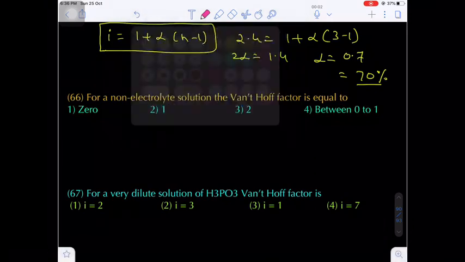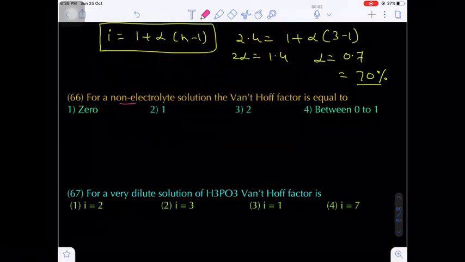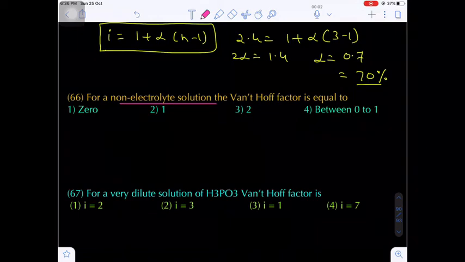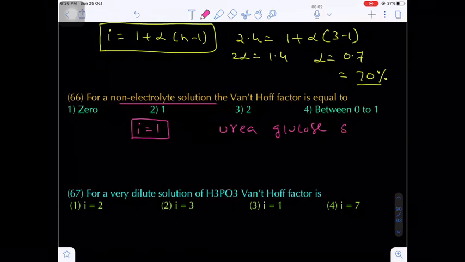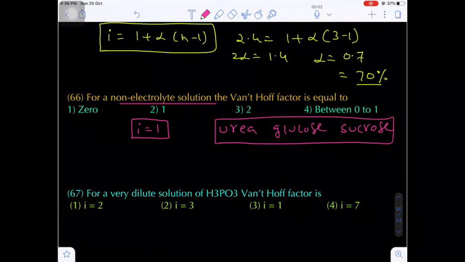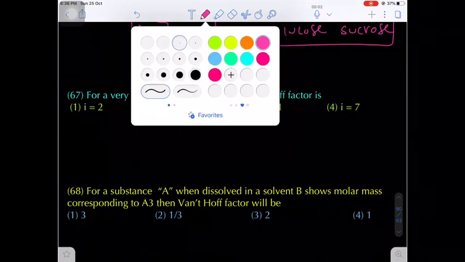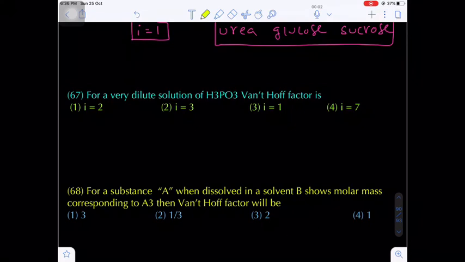Okay. Now the next question. For a non-electrolyte solution, the Van 't Hoff factor will be equal to unity. Just now I told you. In case of a non-electrolyte, example urea, glucose, fructose, sucrose, regarding these solutes, what is the Van 't Hoff factor value? It will be unity. Remember. Okay. Now question number 67.